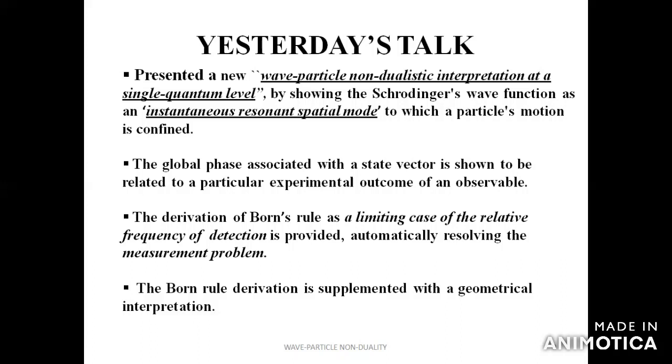Another thing is the wave function's overall global phase. When you solve the Schrodinger equation, some phase is unavoidably attached to the wave function. That will not appear when you take the inner product because of the complex conjugate term; it will go away. But that phase is actually related to the particular experimental outcome of an observable. This is the mystery of the measurement problem. Using this, we derived the Born rule as a limiting case of relative frequency of detection, and this automatically solves the measurement problem. I also gave the Born rule a geometrical interpretation. That is what we saw yesterday.